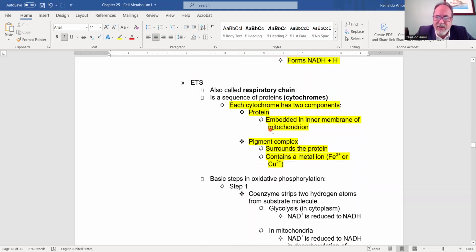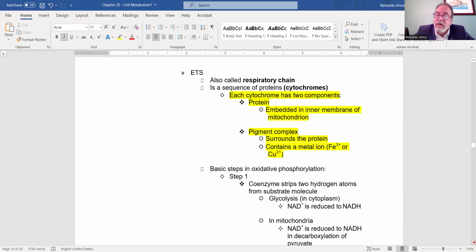In the electron transport system, also known as the respiratory chain, oxygen is coming into the equation here. It's a sequence of proteins known as cytochromes. Each cytochrome has 2 components. It has a protein embedded in the inner membrane of the mitochondrion, and a pigment complex that surrounds the protein. This pigment contains a metal ion, iron or copper. So we need iron and copper here.